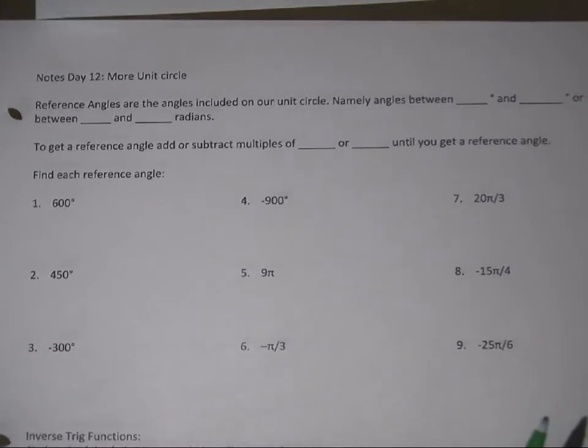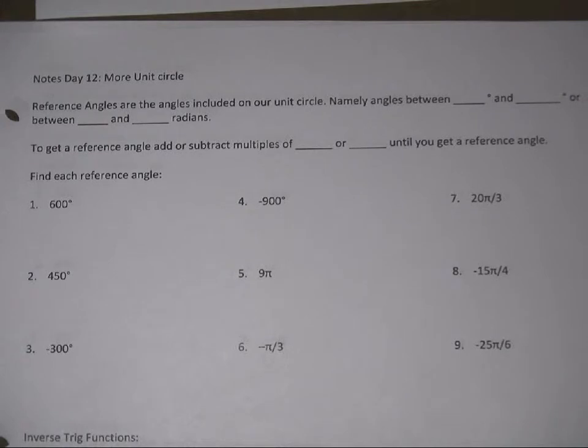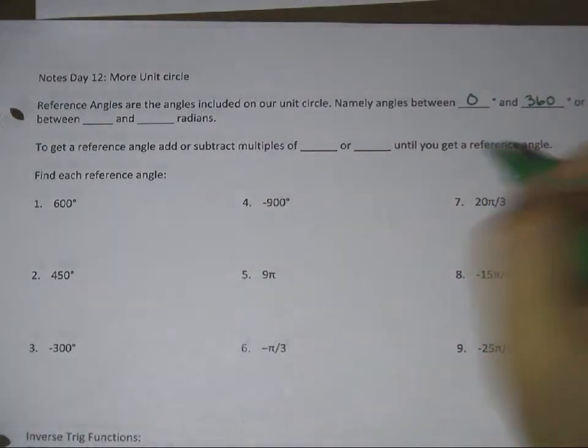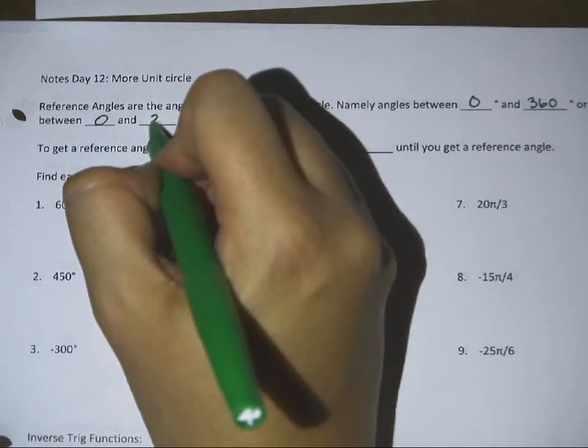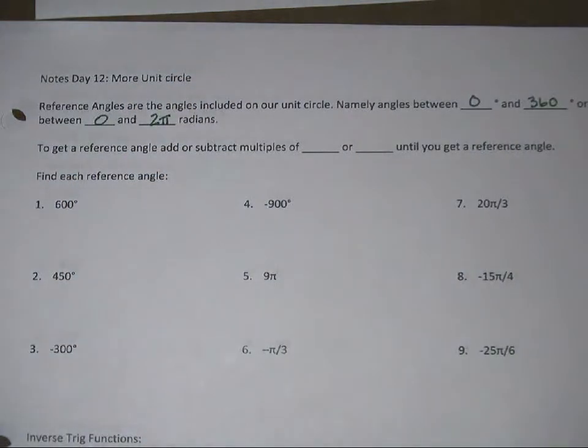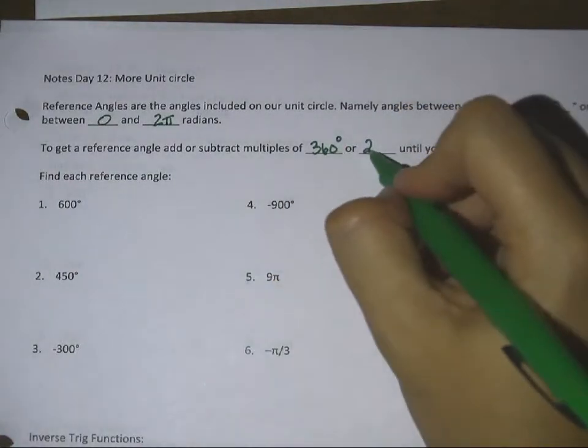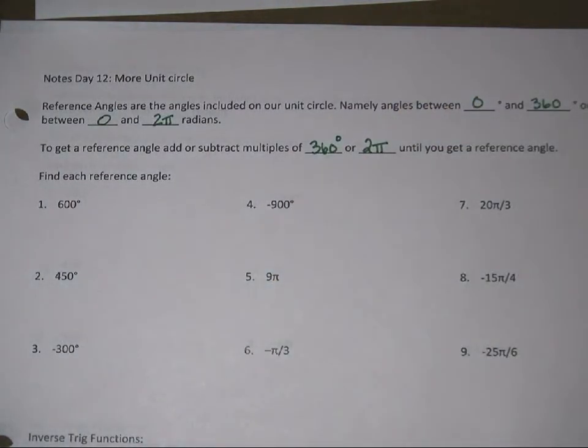So we're going to call reference angles our angles that are included on our unit circle. Namely angles between 0 and 360, or between 0 and 2 pi radians. And to get a reference angle, all I need to do is add or subtract multiples of 360, or 2 pi if I'm working in radians.